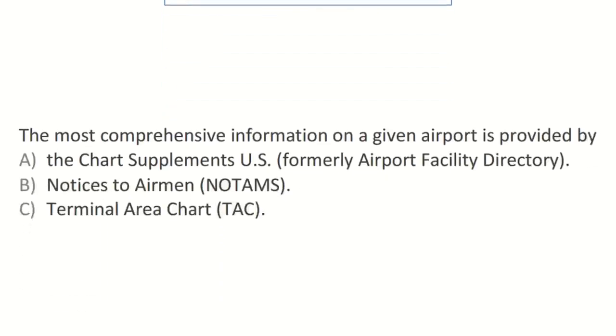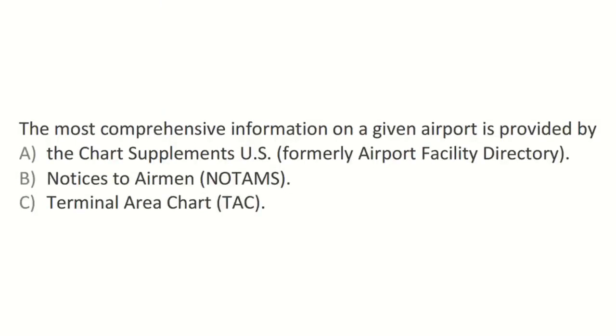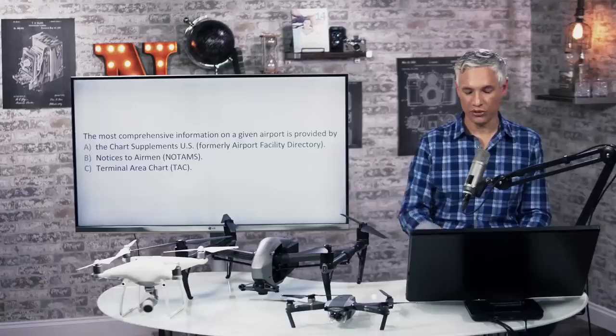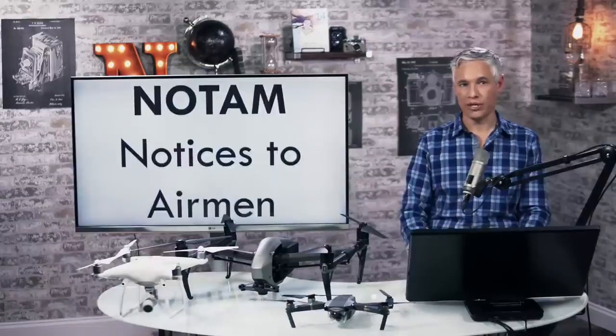chart. Sample question: the most comprehensive information on a given airport is provided by, it's not the sectional chart, it's the chart supplement. The supplement is the one that provides that detailed information. Notices to airmen, we'll talk about in a second. Terminal aero charts don't have that sort of information.